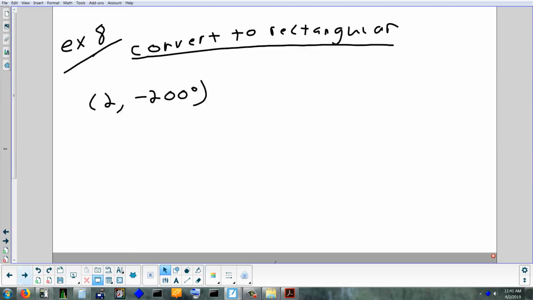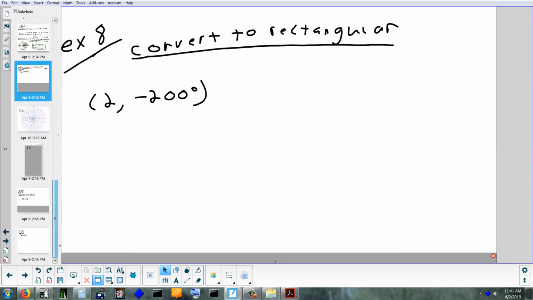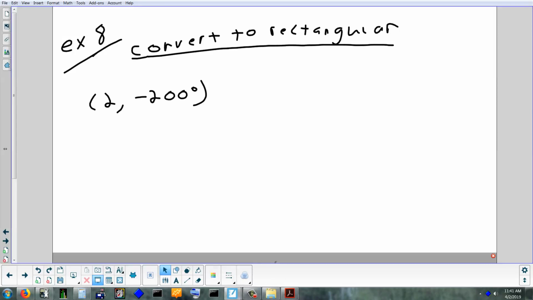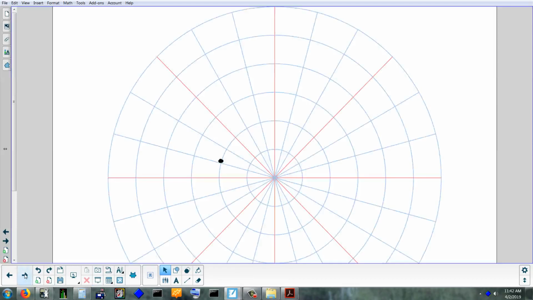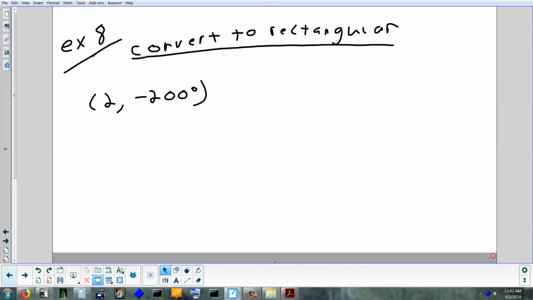So let's try an example. Let's convert (2, -200°) to rectangular. Okay, so two things I need. I need the x, I need the y.